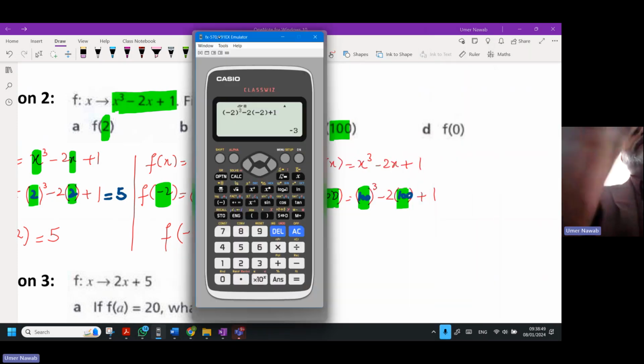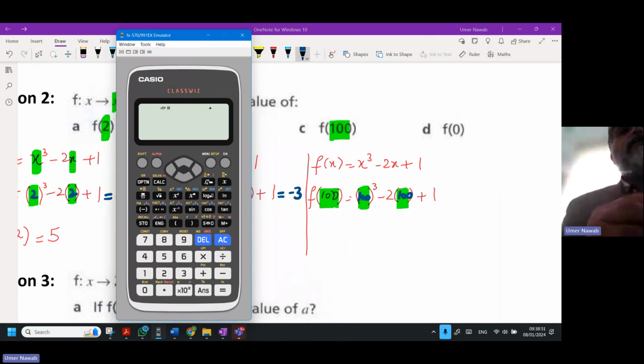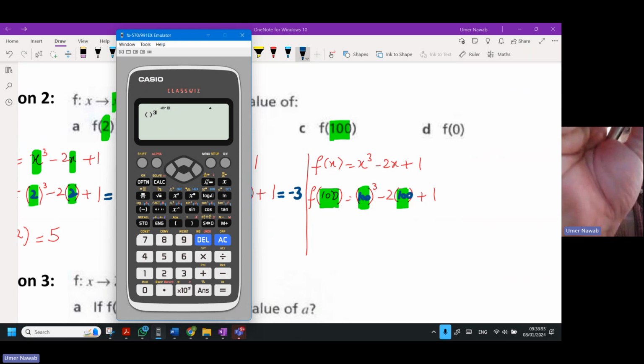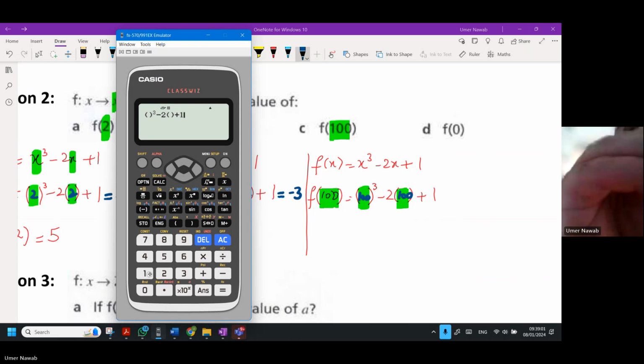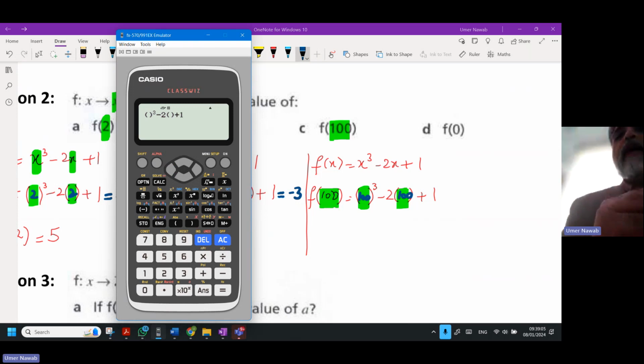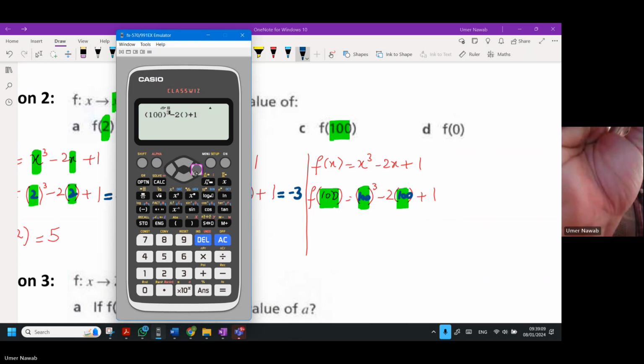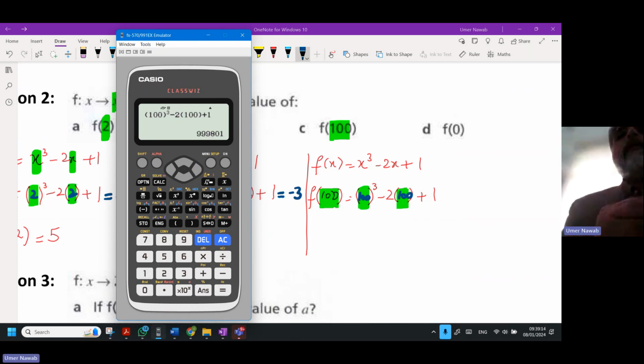Now, last stage where I have to use the calculator. Bracket open, close, power 3 minus 2, bracket open, close, plus 1. Now, fill the spaces of the brackets with your input, which is 100, and get your answer: 999,801.